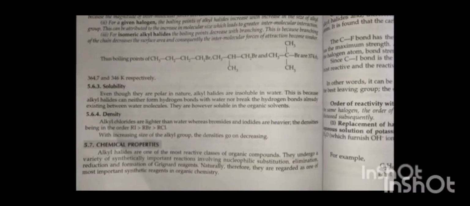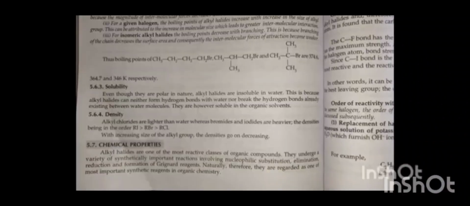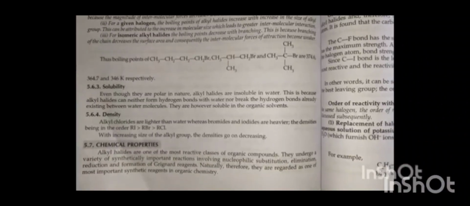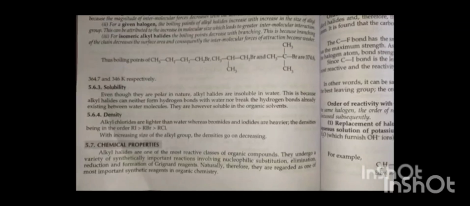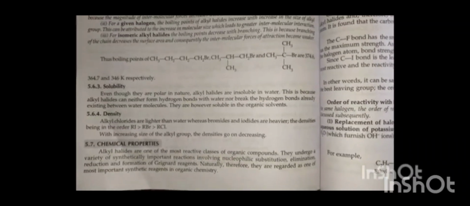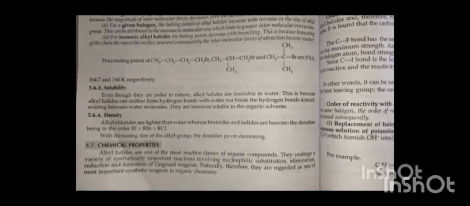And next is chemical properties. Alkyl halides are one of the most reactive classes of organic compounds. They undergo a variety of synthetically important reactions involving nucleophilic substitution, elimination, reduction, and formation of Grignard reagents. Naturally, therefore, they are regarded as one of the most important synthetic reagents in organic chemistry. The important reactions of alkyl halides are discussed below.